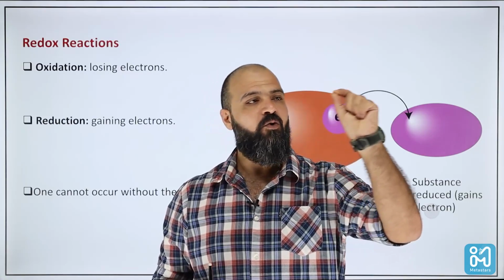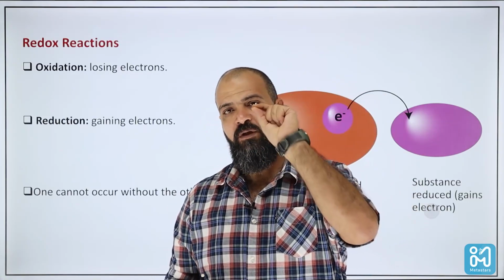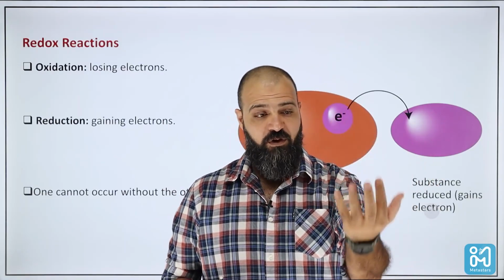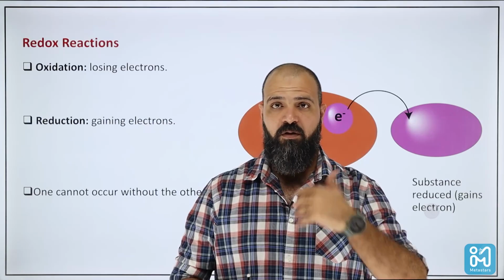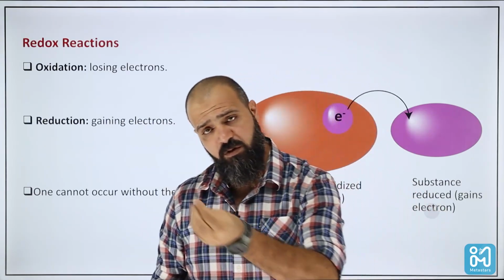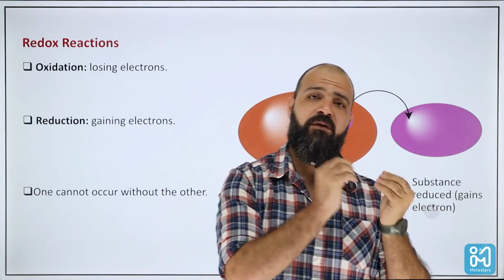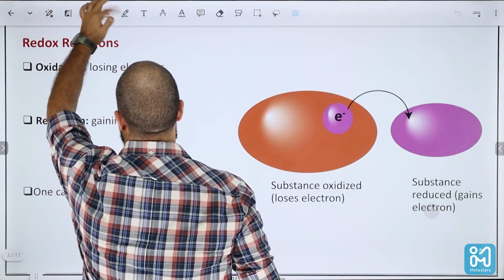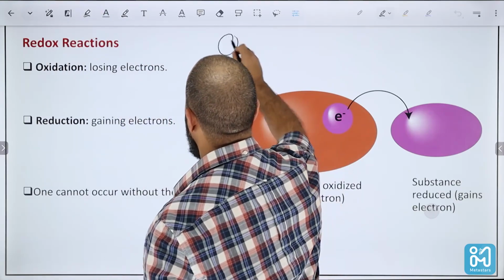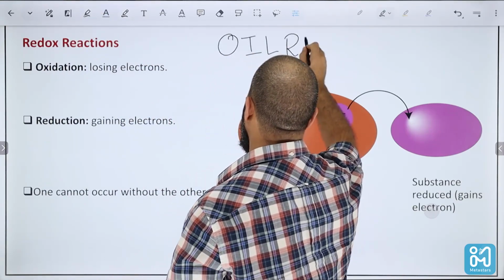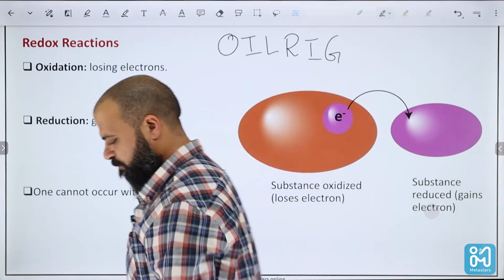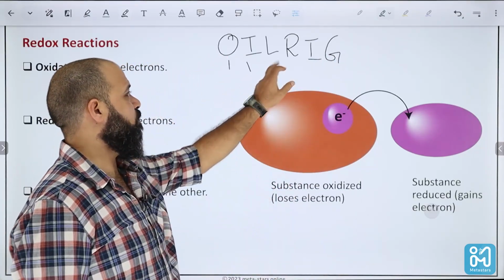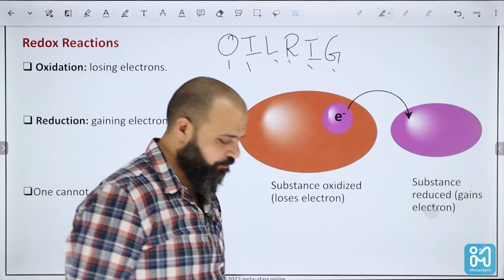Oxidation reactions are when a substance loses electrons. Reduction reactions are when a substance gains electrons. Oxidation is losing electrons, reduction is gaining electrons. Or you could use this abbreviation, OIL RIG, if you want to make things easier to memorize. Oxidation is losing, reduction is gaining.